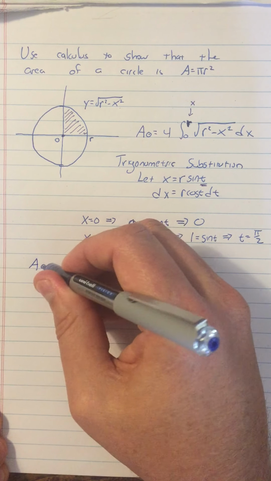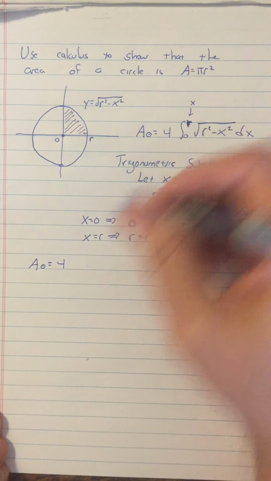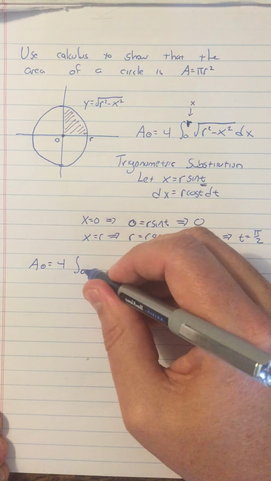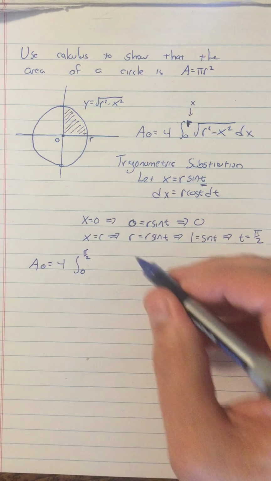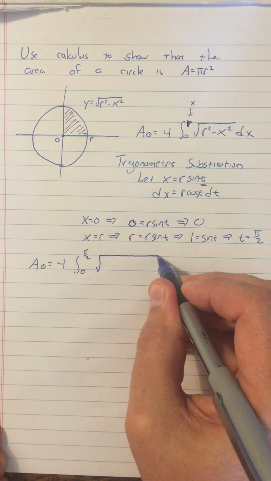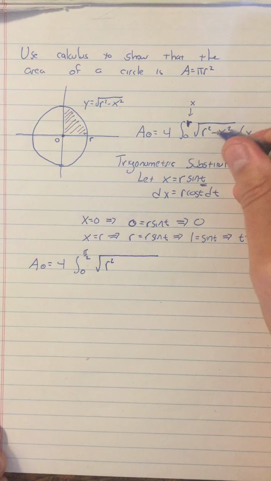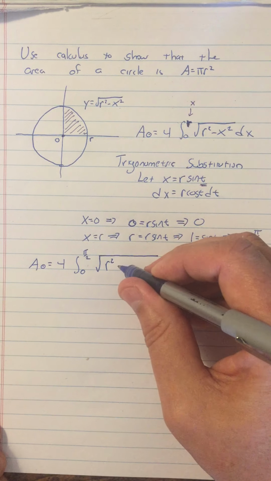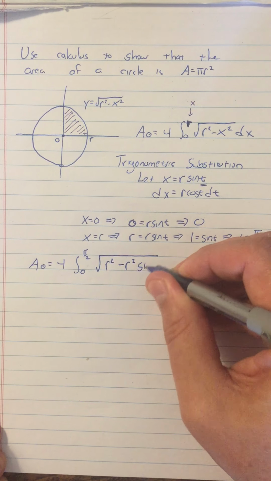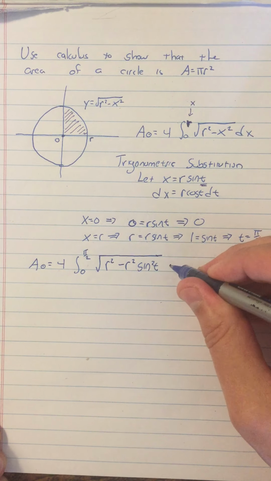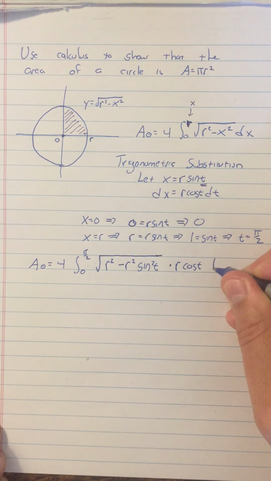All right, so now with this substitution of limits and this substitution for the integrand, we can now say that the area of the circle is equal to 4 times, that's keeping the 4, the integral from, our 0 to r becomes 0 to pi over 2. So interestingly, the r sort of disappears from the limits. And then for my square root, I'm going to have r squared minus x squared, and x equals r sine t. So when I sub the r sine t into the x squared, I'm going to get r squared sine squared t. Then my dx is going to become r cosine t dt.